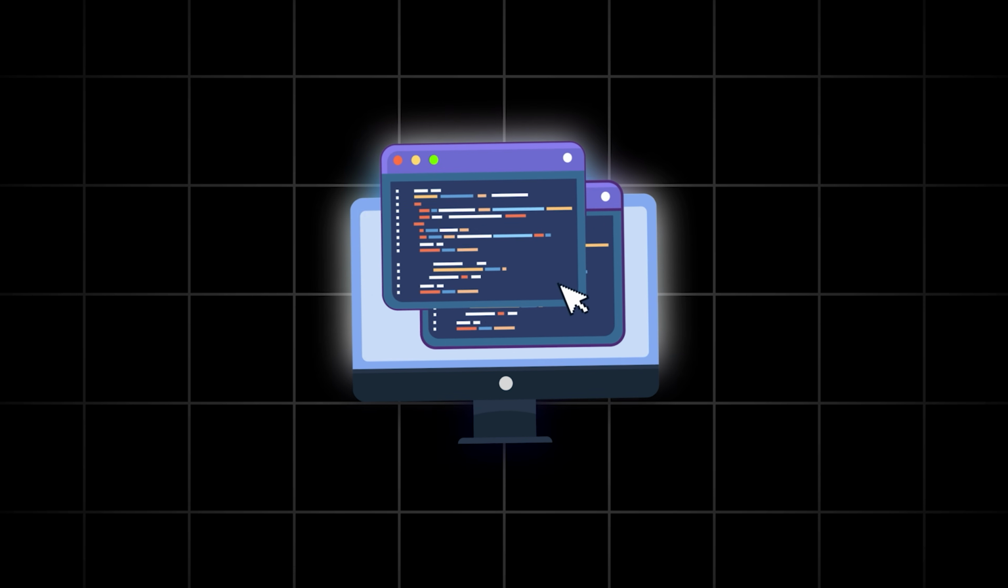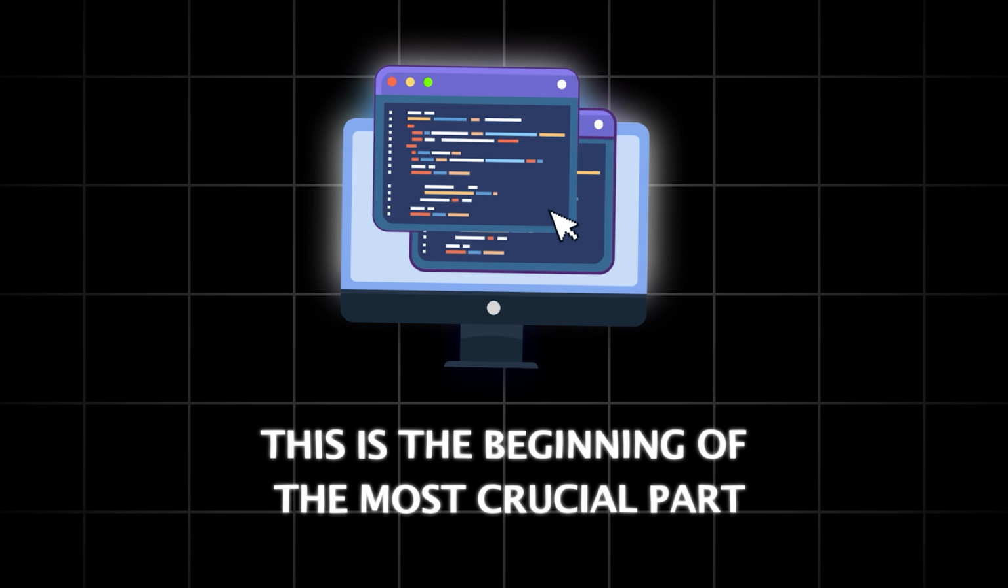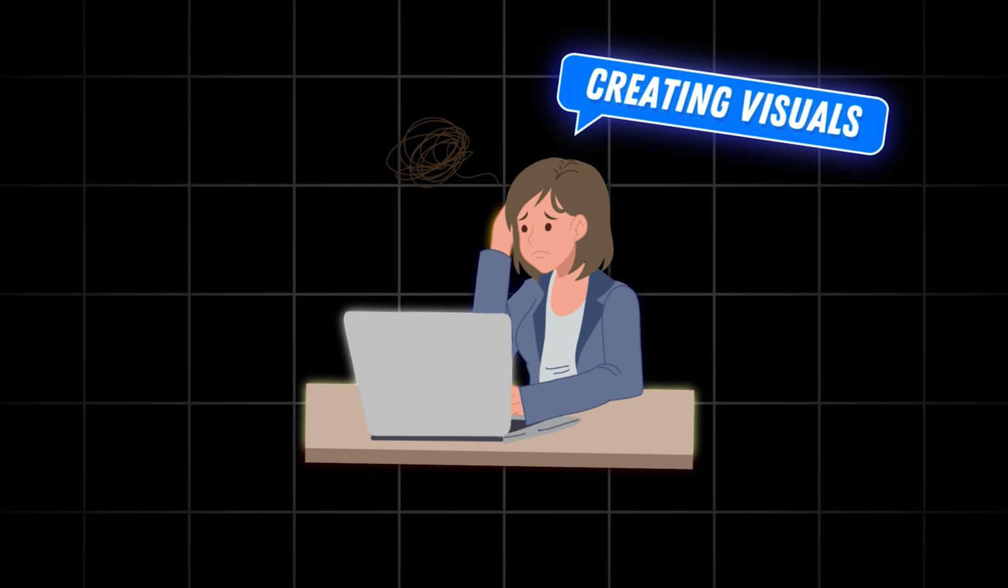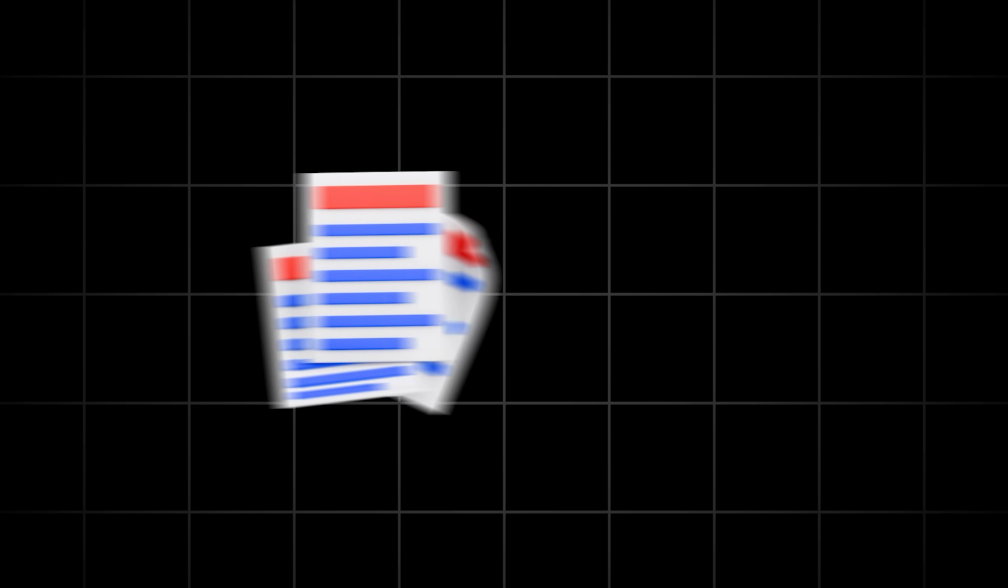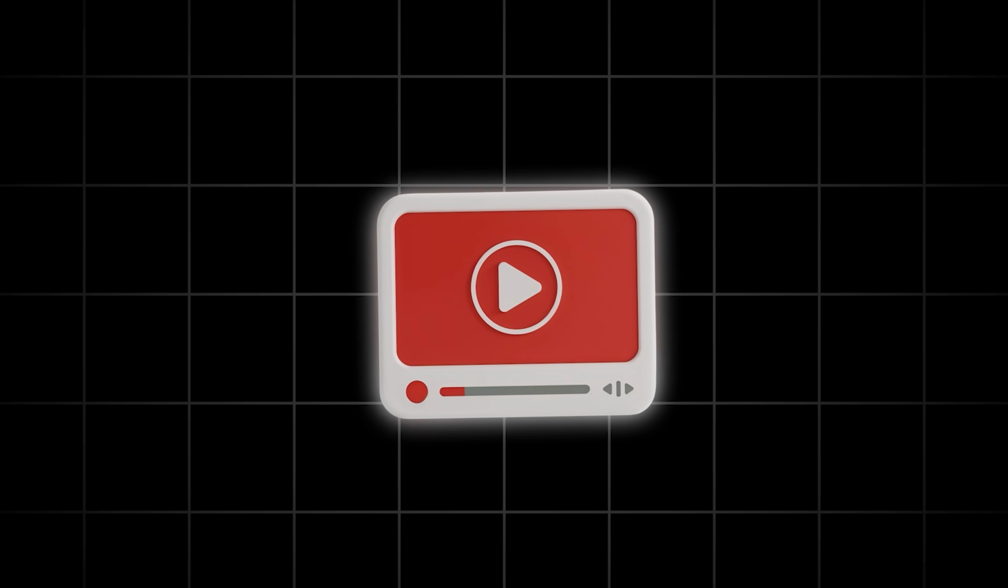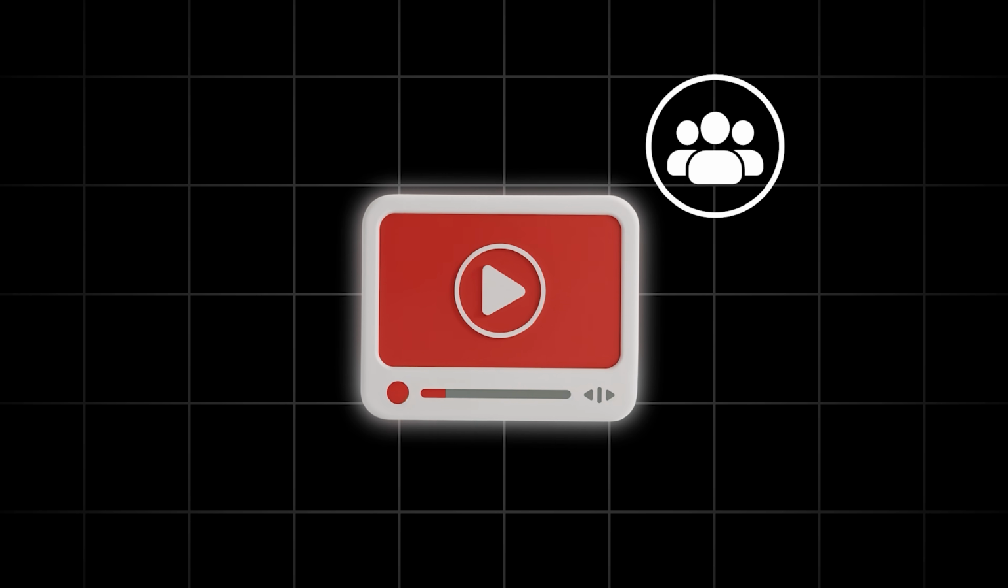Once the script is done, this is the beginning of the most crucial part, where everyone fails in one way or another. It's called creating visuals. You can write a great script because it only needs talent for writing and an understanding of YouTube retention and viewers' psychology.